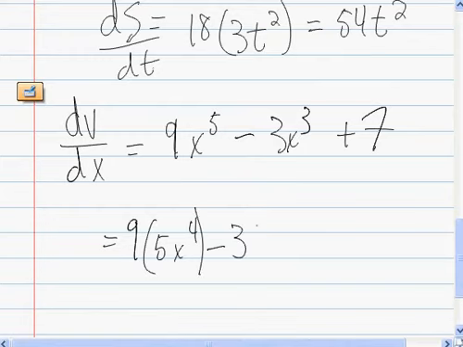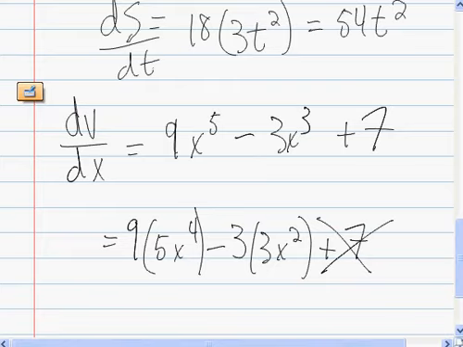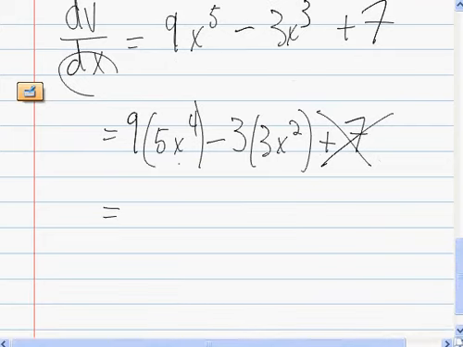which will be 3 times 3x squared, plus 7. Notice there is no x here, so this actually doesn't get a derivative at all. There's no part of it with respect to x, so I don't have to worry about that. So if I simplify this, I get 45x to the 4th minus 9x squared. Okay. And that's dv dx.